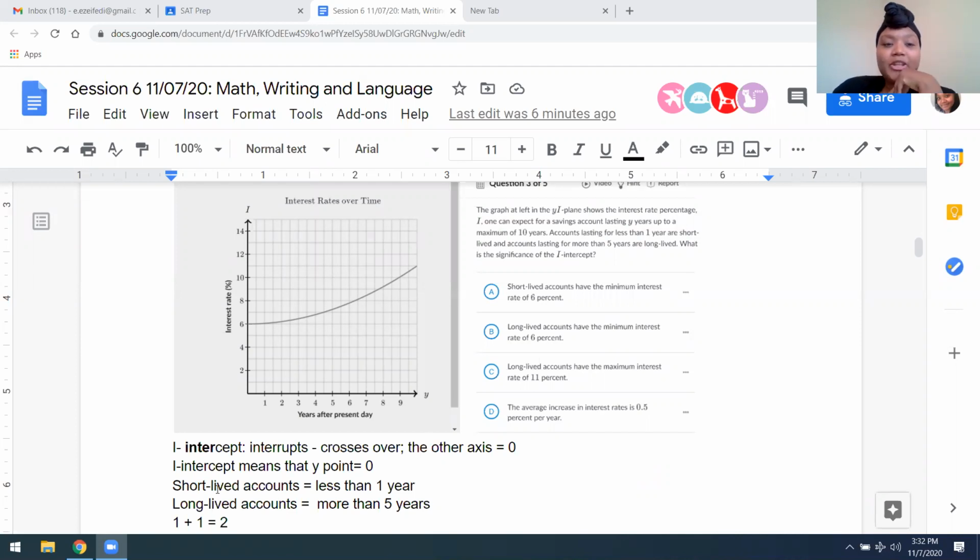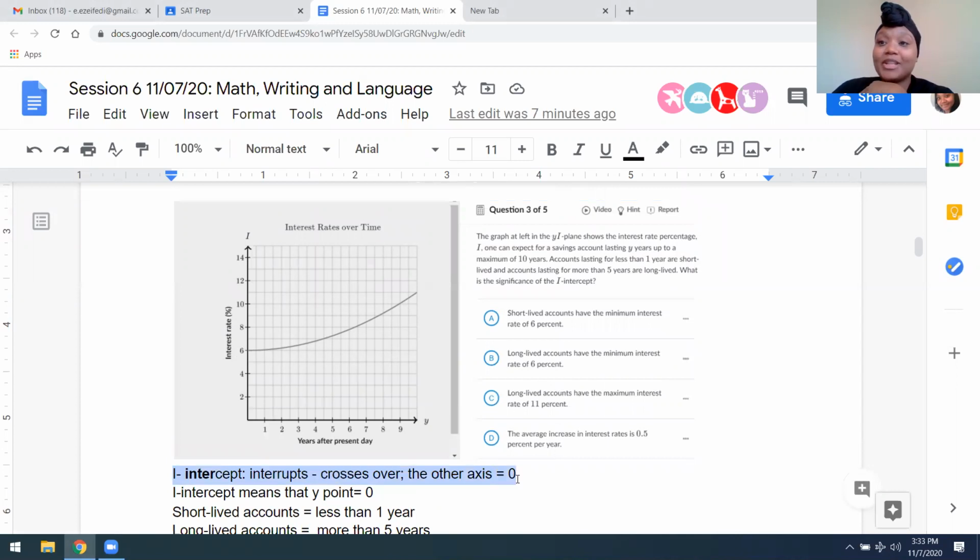So the short-lived accounts, we see that they're less than 1 year. The long-lived accounts, it says they're more than 5 years. So again, what is the significance of the intercept? Well, we can see here that these are the years of the account, how long the account's been open. We see that the Y intercept is at 6, and that is at a time that's before any accounts are open.